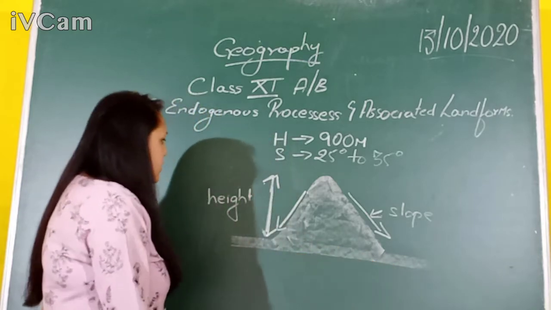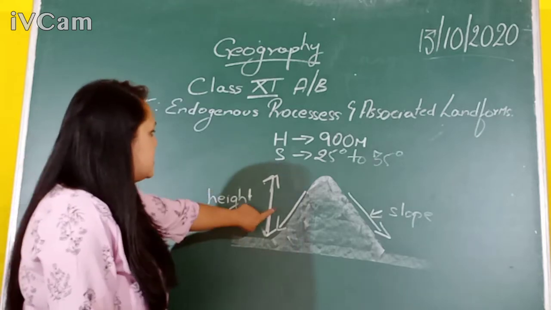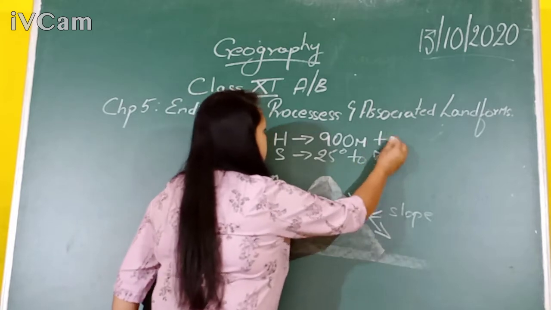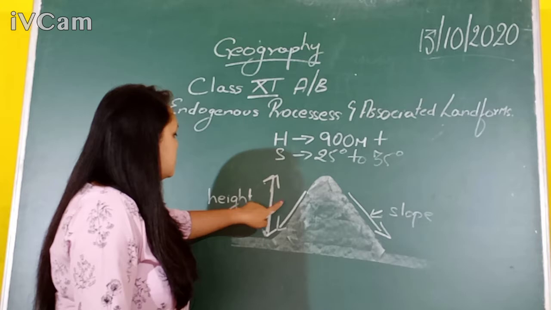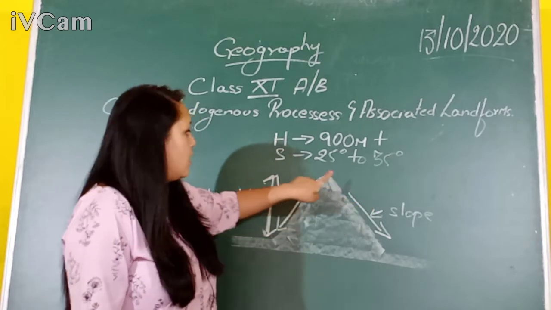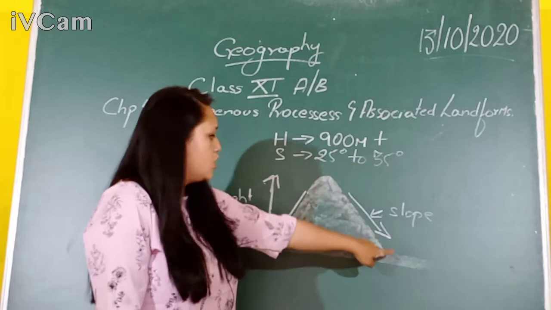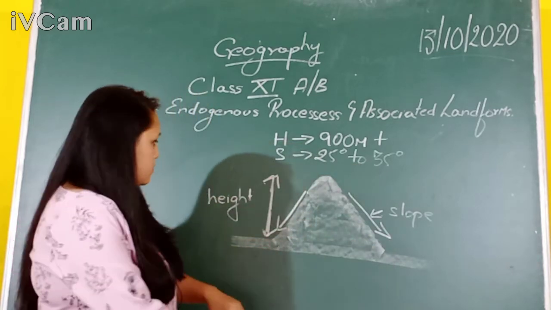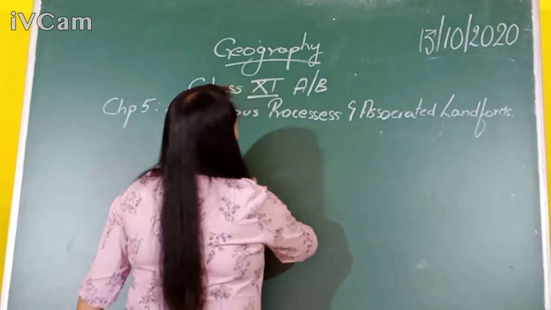So I repeat, any structure or any landform which has a height of more than 900 meters, and the slopes are inclined at least 25 to 30 degrees to the flat horizontal plane. Now this is the definition of the mountain.